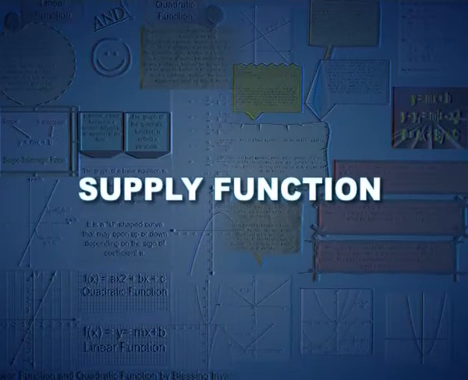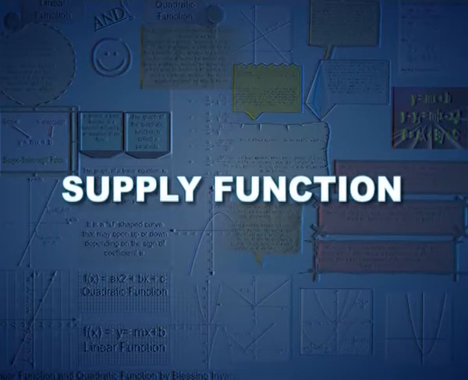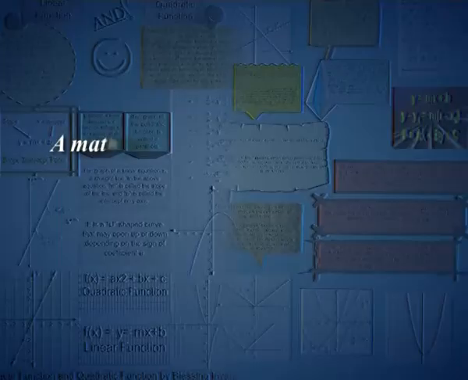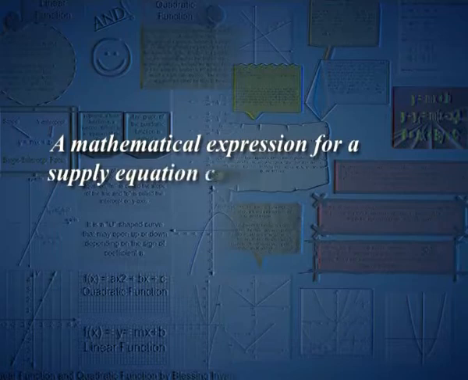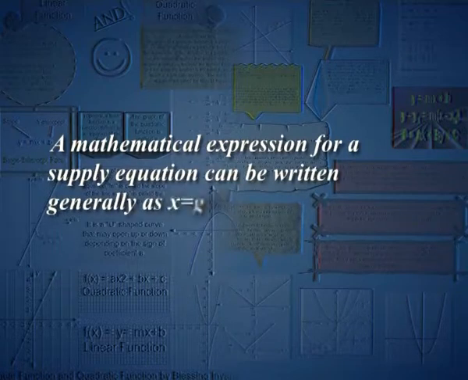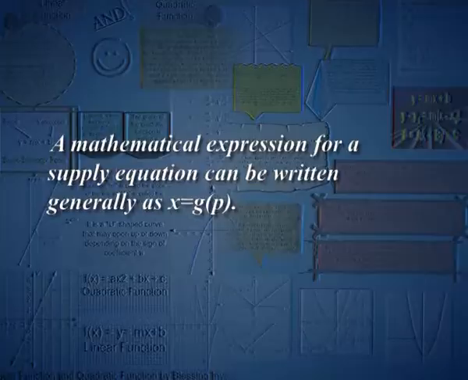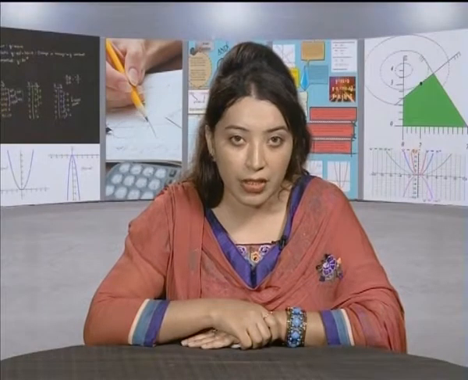Now here comes the next function, which is the supply function. The relationship between the quantity, given by x, of a commodity supplied and the price, given by p, is called the supply equation. A mathematical expression for a supply equation can be generally written as x = g(p), where the function g is called the supply function and g(p) is the number of units of the commodity supplied, for which p is the price per unit of the commodity.